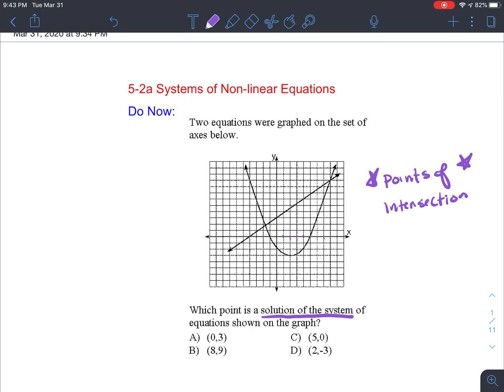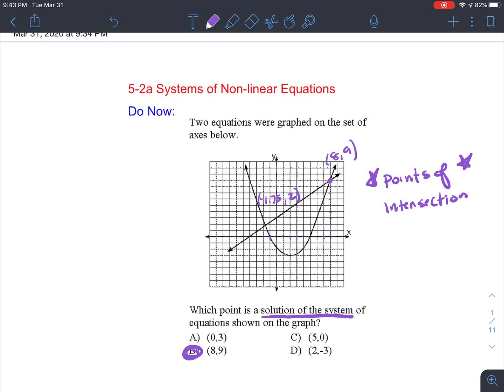So we have two possible solutions now. We have the point 8, 9, but we also have this point over here, which looks like it's negative 1 3/4, comma 2. Okay, so now looking at the multiple choice, only one of those is our answer.